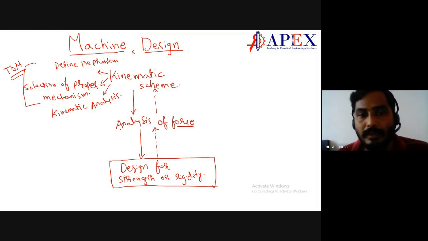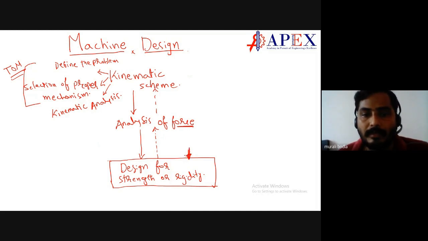Again, there are a few more steps involved. This is from a textbook point of view, the way we do the design process here. As a part of machine design we will do this part. This is basically what we are going to do here.